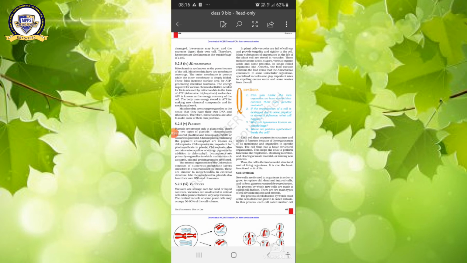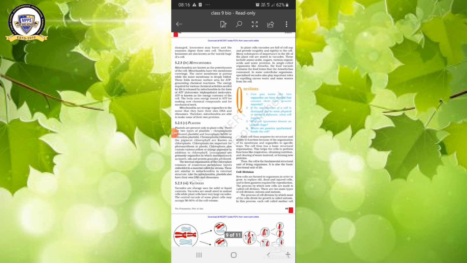The energy required for various chemical activities needed for life is released by mitochondria in the form of ATP, that is adenosine triphosphate molecule. ATP is known as the energy currency of the cell. The body uses energy stored in ATP for making new chemical compounds and for mechanical work.